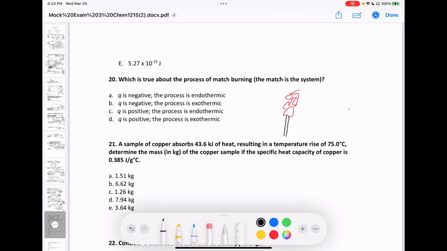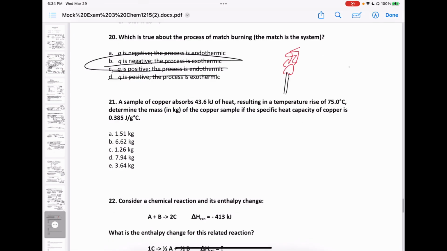So you can already cancel out C and D, because if Q is positive, that means the match would gain energy or heat, but in this case, it's losing it. And then if Q is negative, losing heat, that's the same thing as exothermic, so the answer choice has to be B.